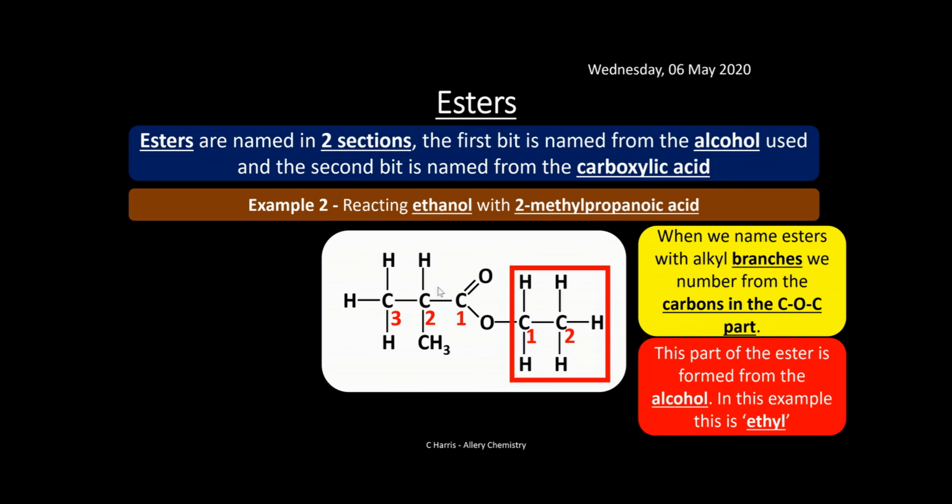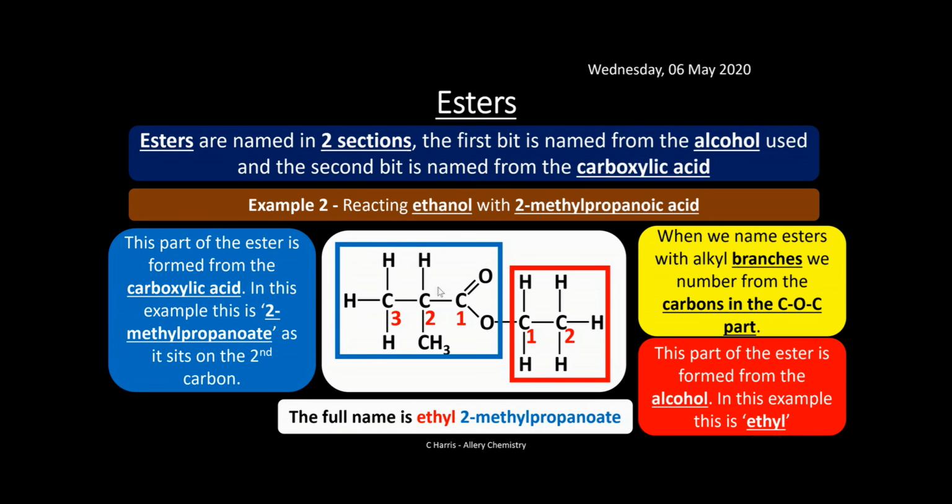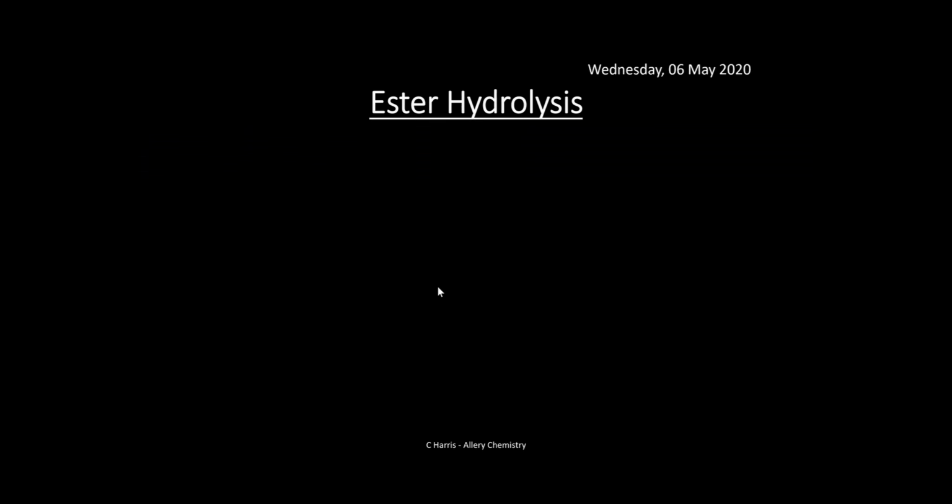This part of the ester is from the alcohol, and we call this ethyl because it's ethanol. And this part of the ester is from the carboxylic acid, and in this example it's called 2-methyl propanoate, because that methyl group is sitting on the second carbon. So the full name is ethyl 2-methyl propanoate. Make sure you're able to name these esters and know which order to name them in. Okay, so let's look at hydrolysis.